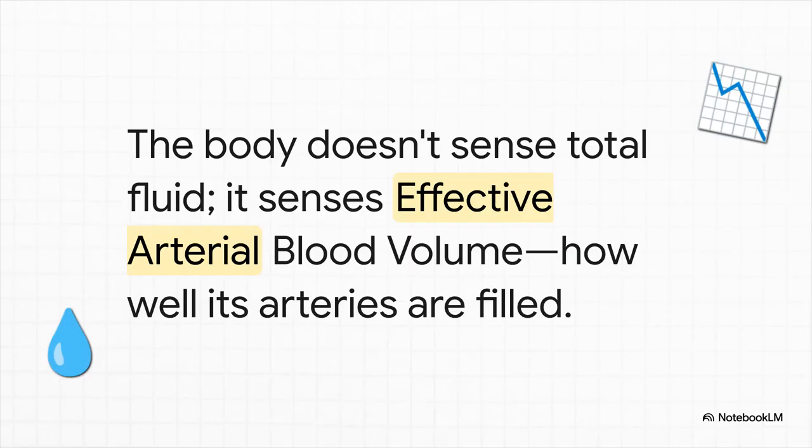And this right here, this is a hugely important concept that trips a lot of people up. Get this. The body doesn't actually have a sensor for its total amount of fluid. Nope. It only senses how well its arteries are filled, what we call the effective arterial blood volume. And if the body thinks that volume is low, it smashes the panic button, setting off this powerful cascade to hold on to salt and water.